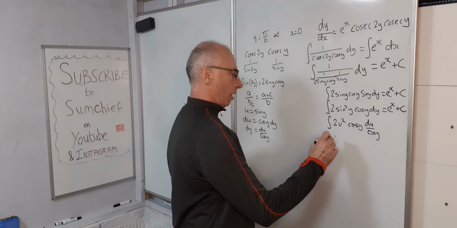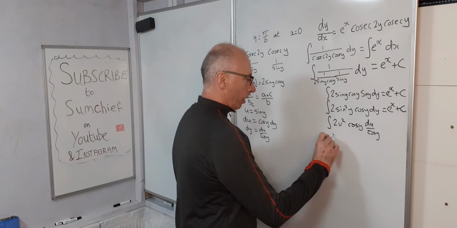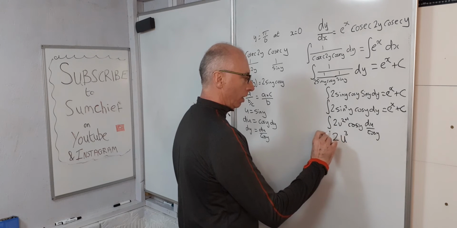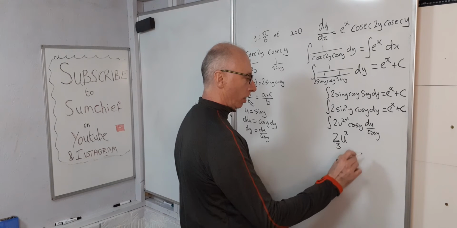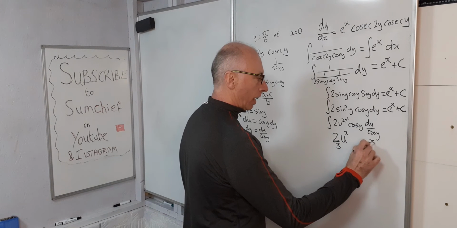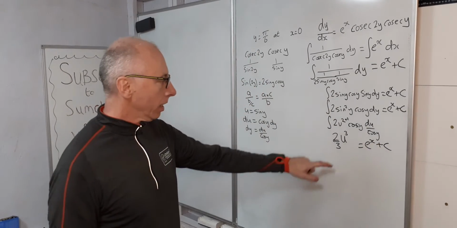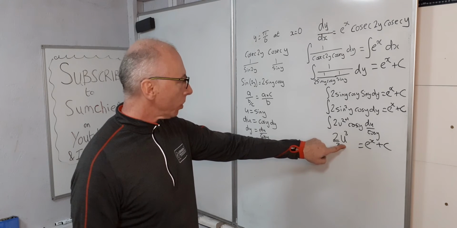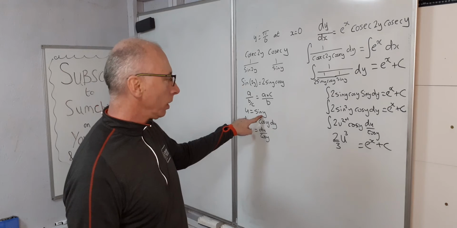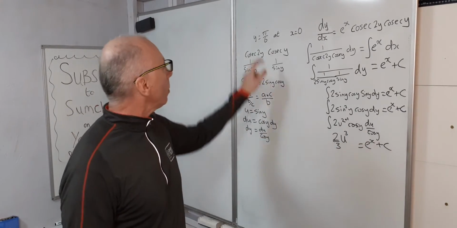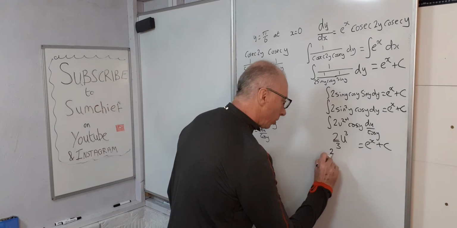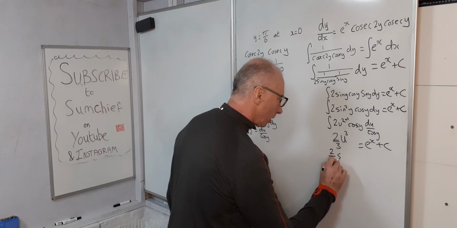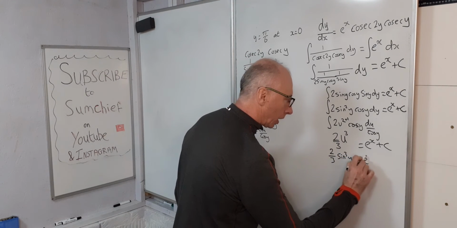Happy days. Integrating straight off, the 2 stays, the u stays, the power 2 we add 1, which is 3, and divide by the 3. So 2/3 u cubed equals e to the x plus c. Okay, so we're nearly solved. We need to go from the u world back into the y world, and then see what we can do when we plug in these values. So we've got 2/3 u cubed, and u is sine y, so that's sine cubed y, equals e to the x plus c.